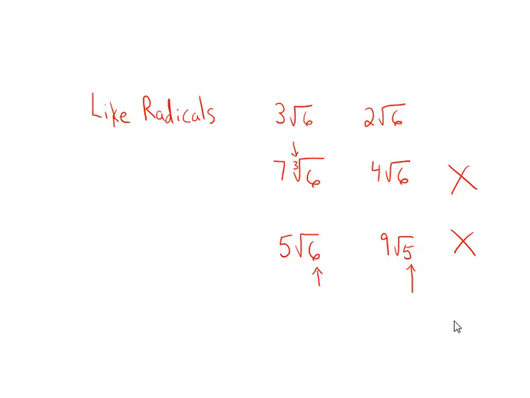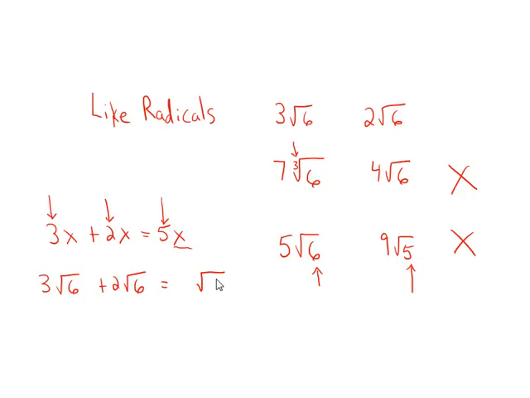Now, to combine like radicals, it's pretty similar to combining like terms. For instance, we know that if we have 3x plus 2x, that is equivalent to 5x. We keep the variable part the same and we add the coefficients. So if I had 3 square root of 6 plus 2 square root of 6, the square root of 6 stays the same and I add 3 and 2 to get 5. Let's work through a few examples together.